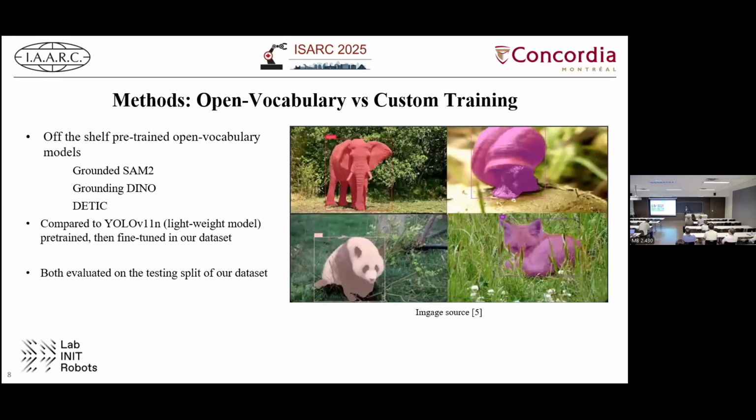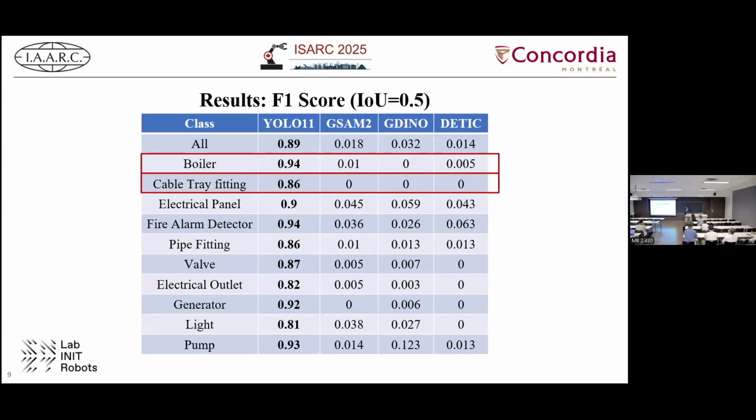For the methodology, we want to compare open vocabulary with custom training, because what people do is train their own model. So we took off-the-shelf pre-trained models that claim to do open vocabulary detection, like Grounded SAM2 that the lady before me mentioned, and Grounding DINO and Detic. We directly evaluated them on our testing dataset. At the same time, we took something well-known like YOLO. The latest version at that time was 11. We took the smallest one, Nano, retrained and fine-tuned it on our dataset to see how it would perform. To be fair, both were evaluated on the same split of the data. And that's roughly the results.